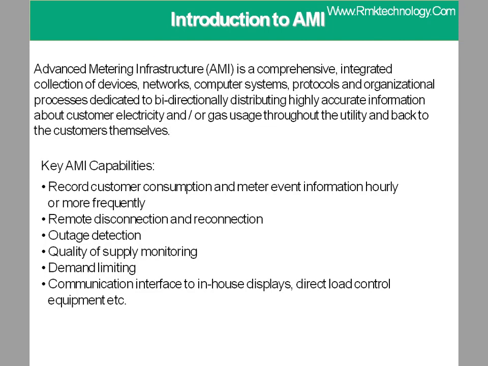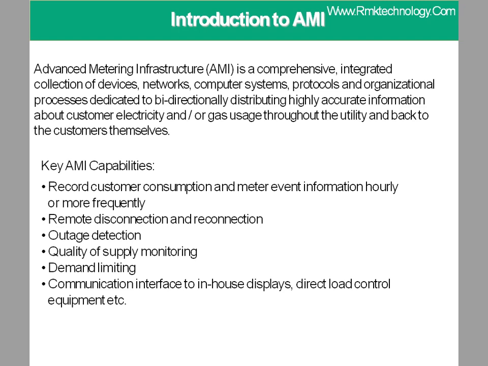This slide again attempts to define advanced metering infrastructure and its benefits. Advanced metering infrastructure, AMI, is a comprehensive, integrated collection of devices, networks, computer systems, protocols and organizational processes dedicated to bidirectionally distributing highly accurate information about customer electricity, water and/or gas usage throughout the utility and back to the customers themselves. Various capabilities of AMI can be listed down below.